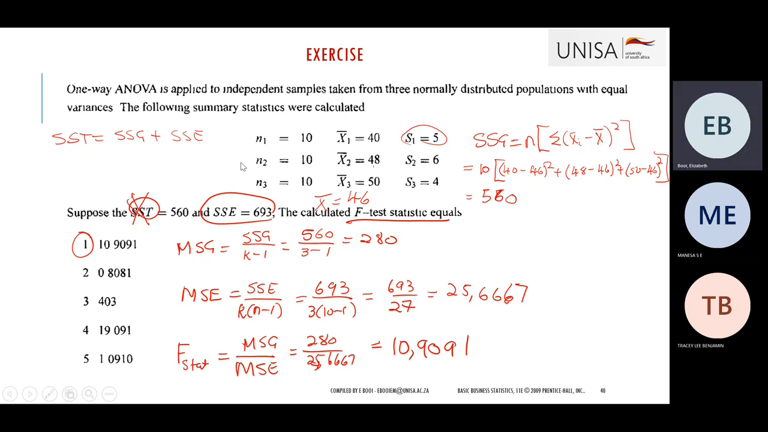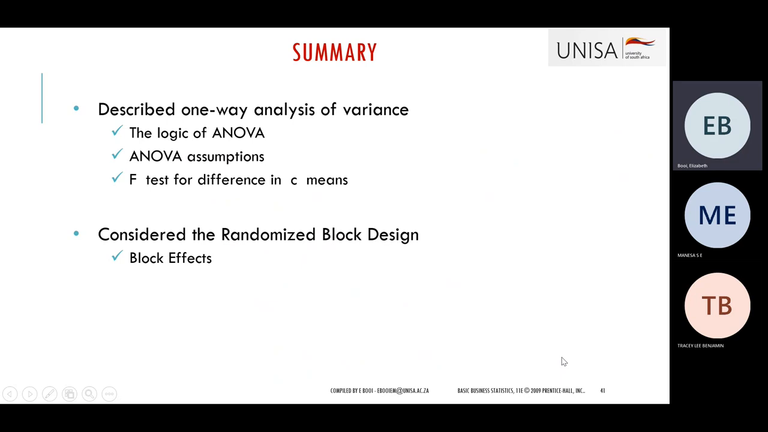Okay, so those are typical questions that you will get in the exam when it comes to ANOVA. I do hope you can find more activities that you can go through. So just in closing, to wrap up, we have come to the end of the session now. We have described the one-way ANOVA. We looked at the logic behind the analysis of variance. We looked at the assumptions. How do we do some calculations in terms of finding the test statistics and making the decision? Therefore, it means doing the hypothesis testing to test for the difference amongst the groups. We also looked at the randomized block design, where we looked at the block effect in terms of how we do the test of differences when we also include blocks.